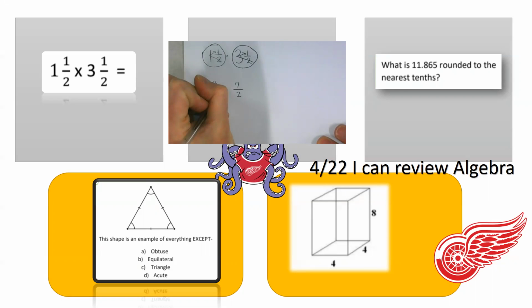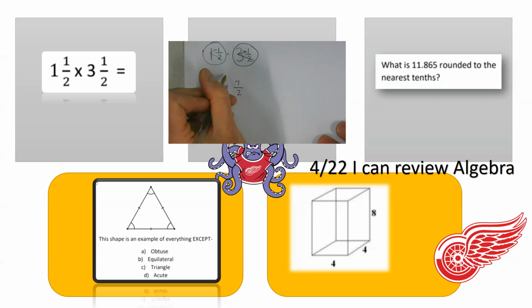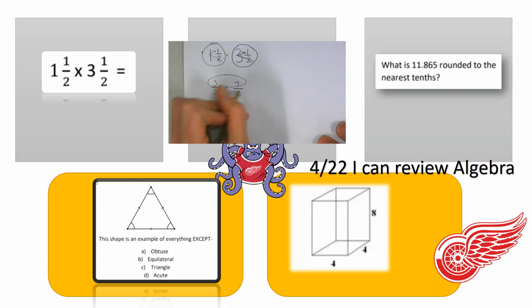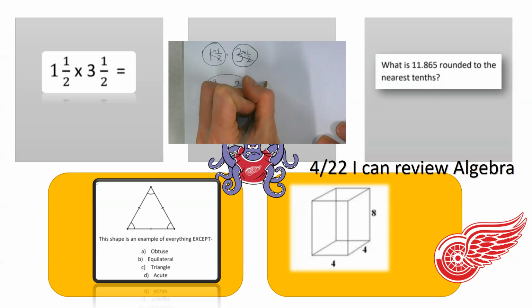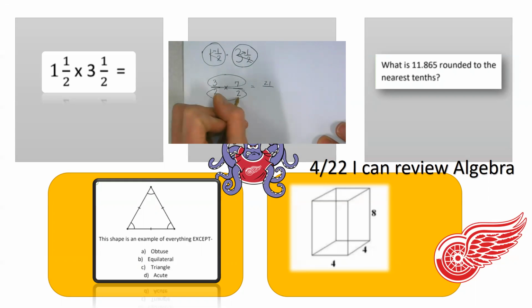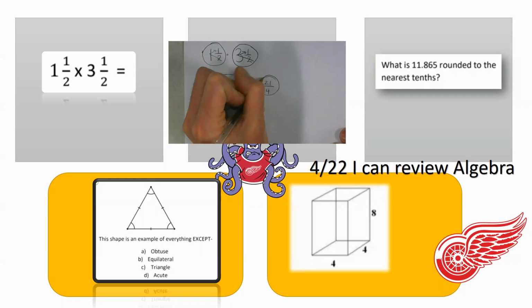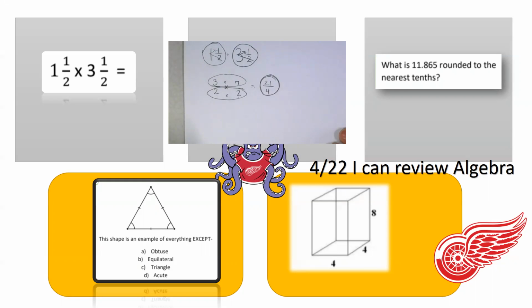So now I have a new problem where I can actually multiply the numerators and denominators, because when you multiply fractions, this is what you do. 7 times 3 is 21. 2 times 2 is 4. It's much easier than adding or subtracting because you don't have to find a common denominator. Now the only thing left to do is make sure that we pull out any wholes.